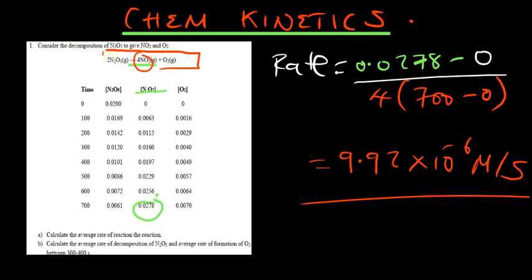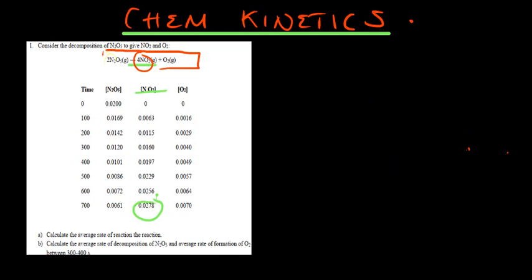So now, for the sake of time, let me just guide you on how you get to answer the remaining question. Calculate the average rate of decomposition and average rate of formation. So they're just asking about the same thing here, except they're specifying the time. Rate of decomposition, you're talking about the reactants. Rate of formation, you're talking about the product.